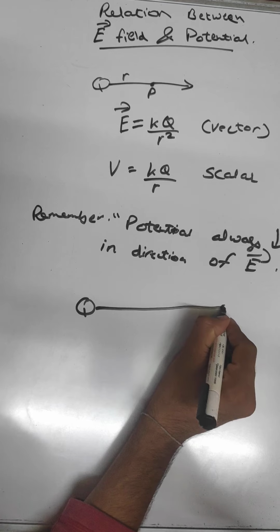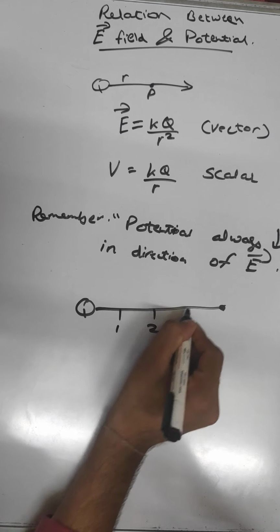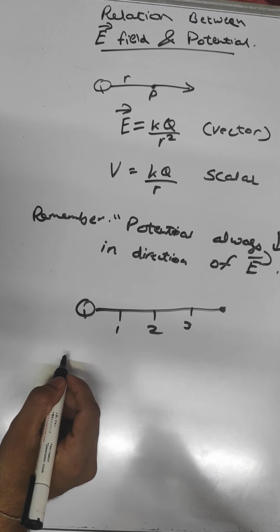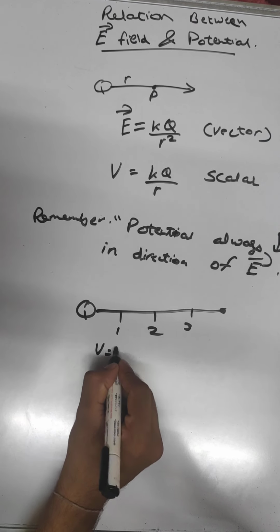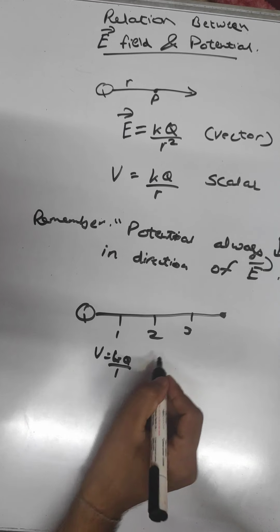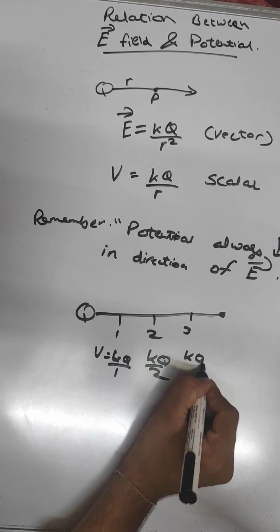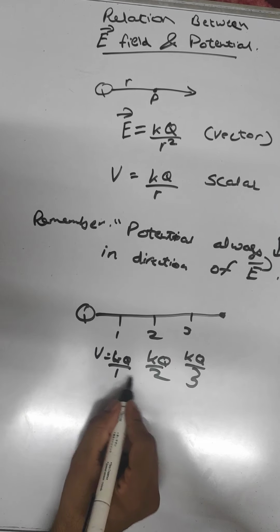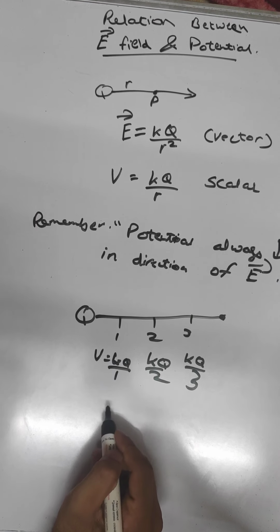Suppose I have point Q over here. This is a point charge. Suppose it is 1 meter, 2 meter, 3 meter and so on. So what will be the electric potential at this point? It will be V is equal to KQ by R, and R here will be 1. Here it will be KQ by 2, KQ by 3. So as the denominator goes on increasing, the electric potential goes on decreasing.